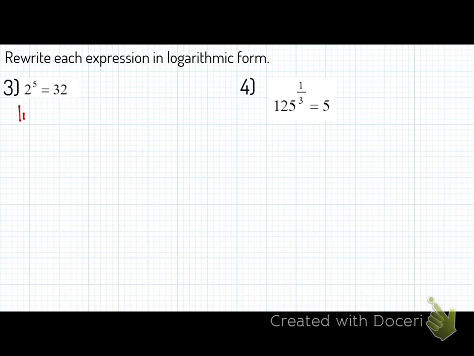All right, so on this one, we have log base 2. Make sure that 2 is small, and then we're going to write 32 in the normal size font, and then is equal to 5. Normal size. Okay? Number 4, go. Number 4.